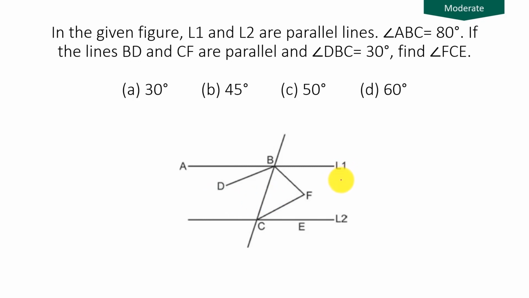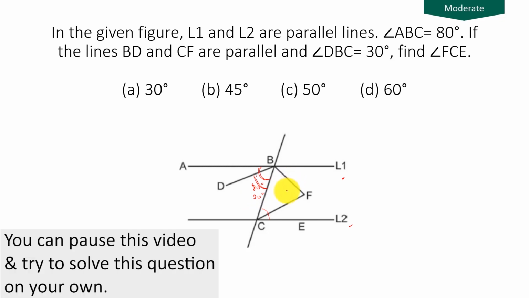In this question, L1 and L2 are parallel lines. Angle ABC is given. This whole angle is 80 degrees. Lines BD and CF, these two lines, are parallel, and angle DBC, so the angle inside this angle, is 30 degrees. We have to find the value of angle FCE.